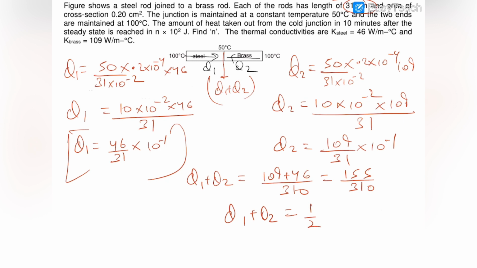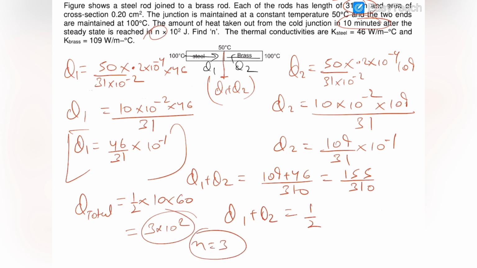Now we know that we have calculated Q1, Q2 as heat currents. So we have to find out the total heat. The total heat which is taken out, Q total, will be equal to total heat current, which is 1 by 2, into time. Time is 10 minutes, so 10 minutes is 600 seconds. So it would be 3 into 10 raised to power 2. So N will be equal to 3. Now we move on to the next question.